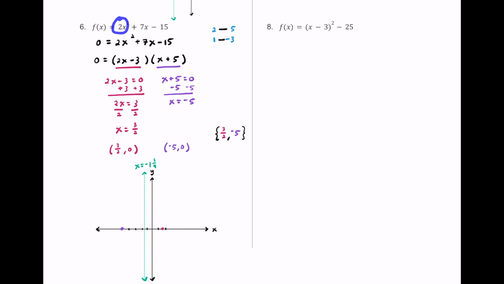Because 2 is positive, our leading coefficient, we know this opens upwards and we have a minimum. So roughly sketching this, this is what the parabola would look like. Here's number 7.